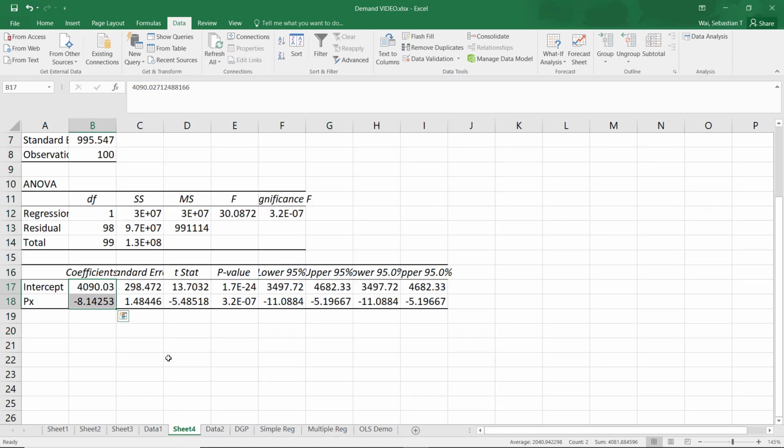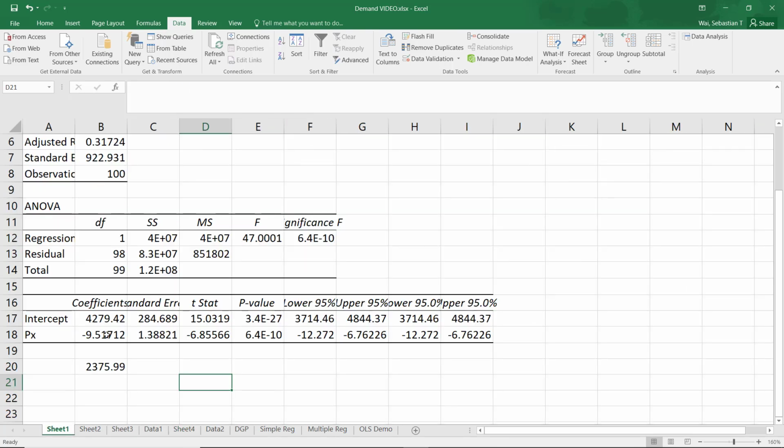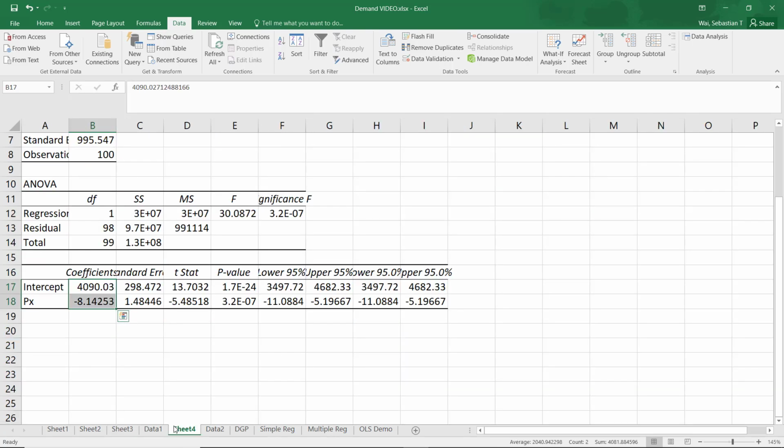Zooming in on our coefficient estimates, you can see these numbers are reasonably close to the ones we got earlier, but they're not the same. Here we have 4,090 for the intercept compared to 4,279. And then we have for our price coefficient estimate negative 8.1 as opposed to negative 9.5. They're all in the same ballpark, but not the same. If we were to go back to that DGP and run another regression with a new sample, we would get a third set of estimates that again would probably be reasonably close to the ones we got, but again would be a little bit different.